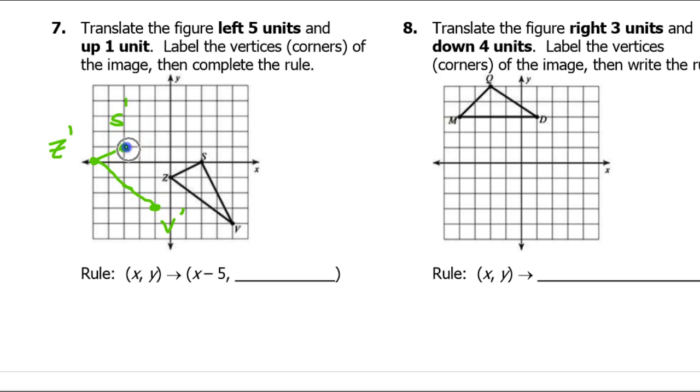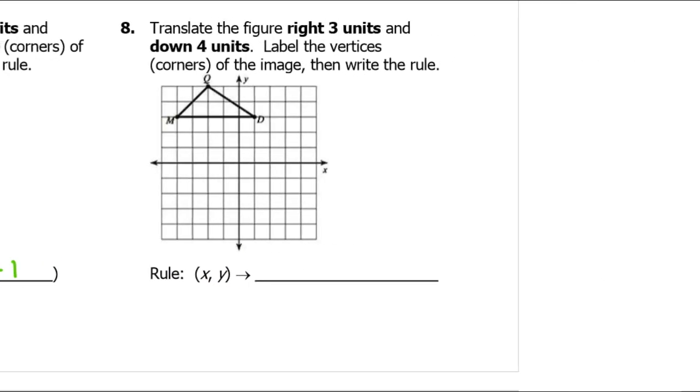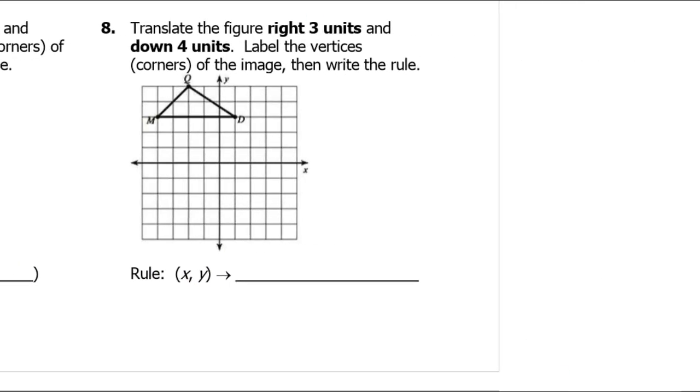It's a little bit hard to draw with an electronic pen like this. Okay, so now they want us to complete the rule. So we went left 5, so you see the x minus 5. We went up 1, so that's going to be y plus 1. So I think we'll just jump right over, because it looks like we're going to do the exact same thing for problem number 8.